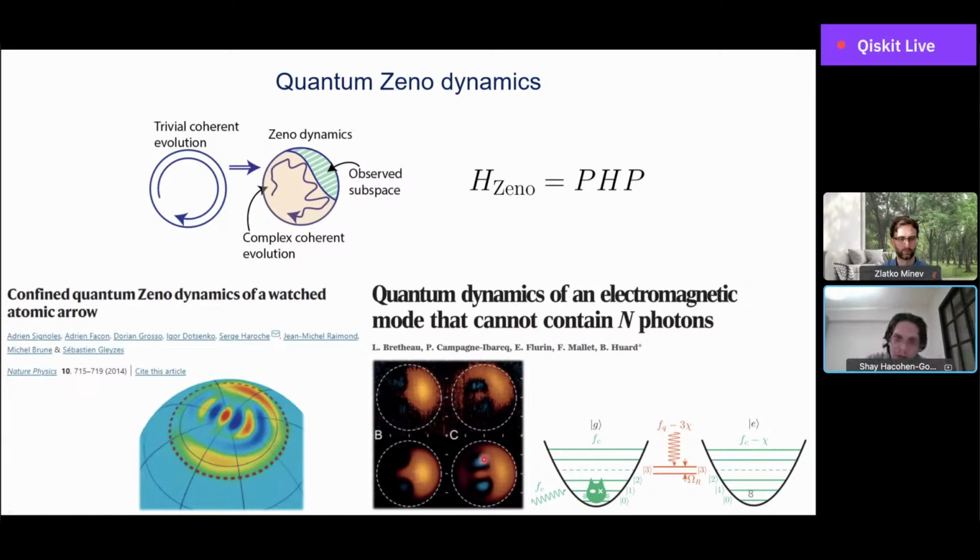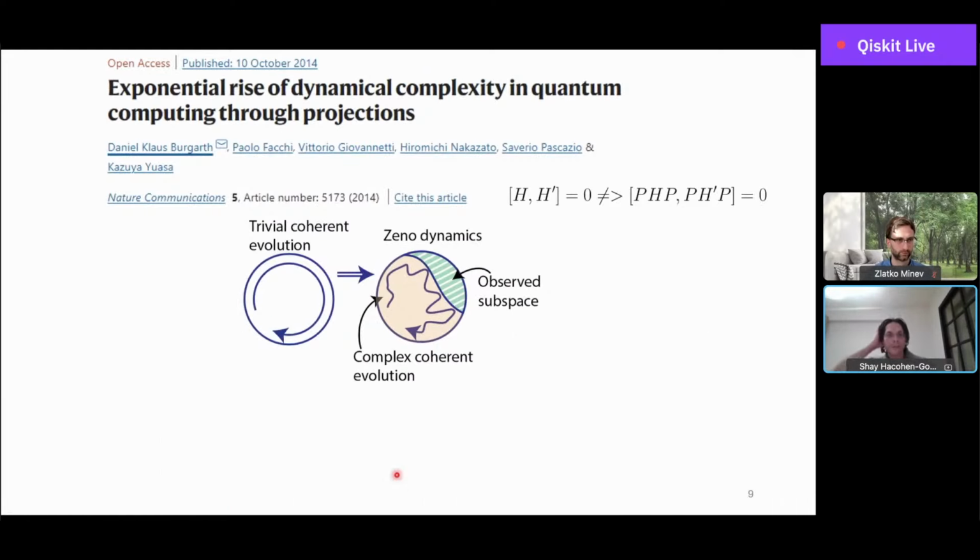And after a while, you can see developing these little fringes, these blue spots, which are negative parts of the Wigner function, showing that something non-trivial or complex is happening. Okay, so these 2 experiments really show that you can get coherent dynamics, but which are complex, within the Zeno subspace. Now, in the same year, another very interesting paper came out by Daniel Burgarth, who is also part of this work, and Pascal Yosefario and this group over here.